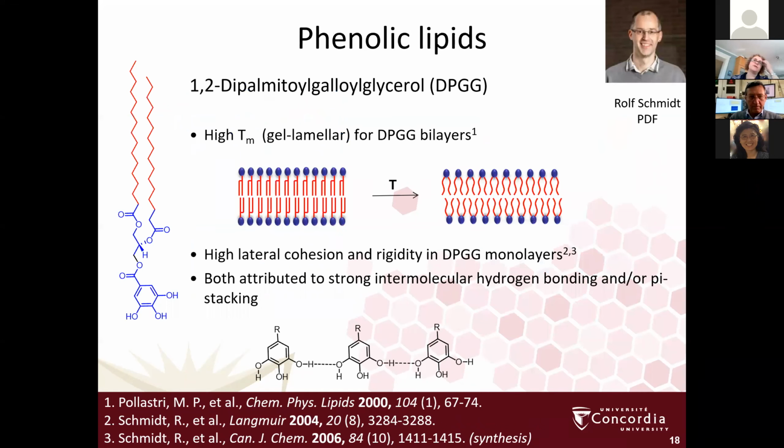So we started this work quite some time ago with Rolf Schmidt when he was actually a postdoc in my lab back in the early 2000s. And he did some work with a double chain phenolic lipid called 1,2-dipalmitoyl glycerol. It had already been shown that it had a high gel to lamellar transition for the bilayers, and we were able to show that it had high lateral cohesion and rigidity in the monolayer. And we always attributed this to strong intermolecular hydrogen bonding, possibly pi stacking.